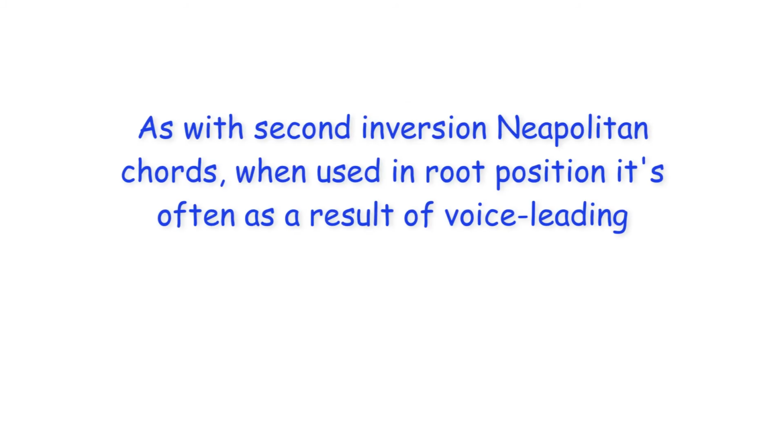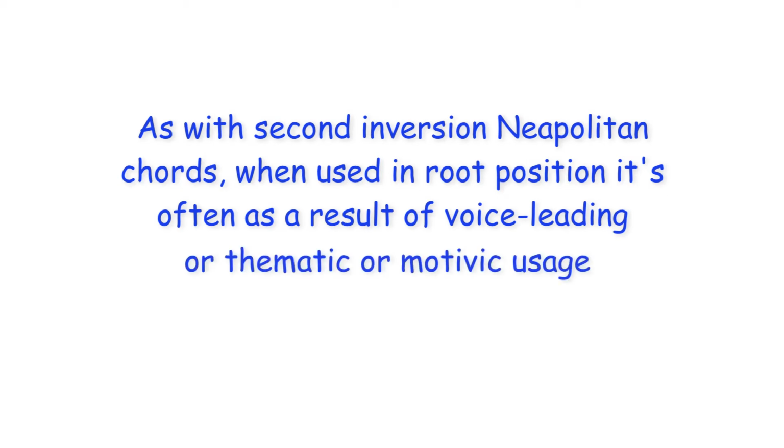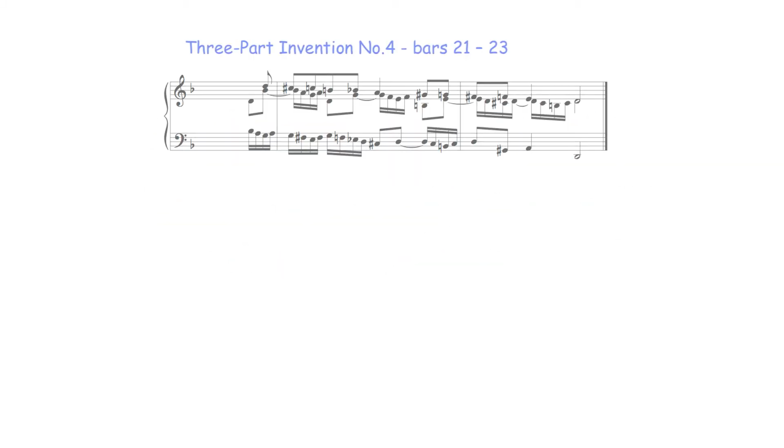As with the second inversion Neapolitan chords, when used in root position, it's often as a result of voice leading or thematic or motivic usage. In the penultimate bar of J.S. Bach's three-part invention in D minor, for example, Bach uses this root position Neapolitan chord to harmonize part of this chromatic descent in the treble.